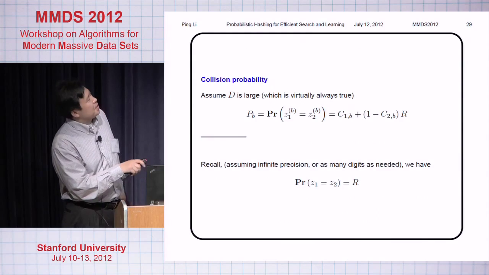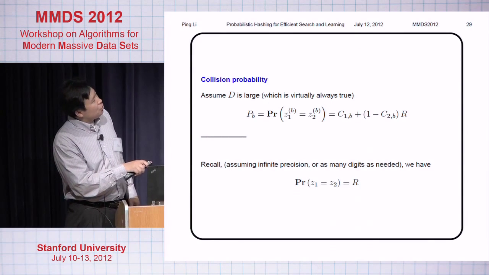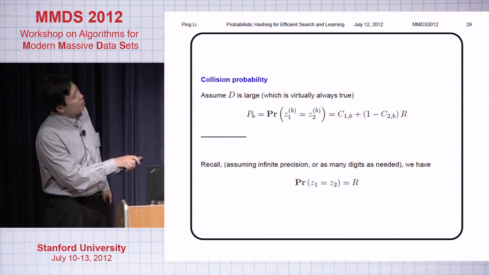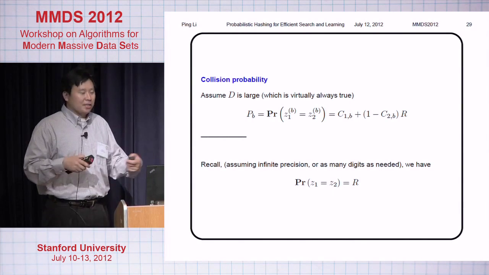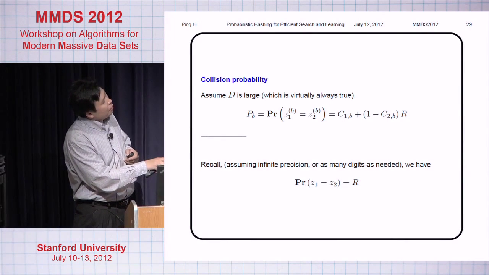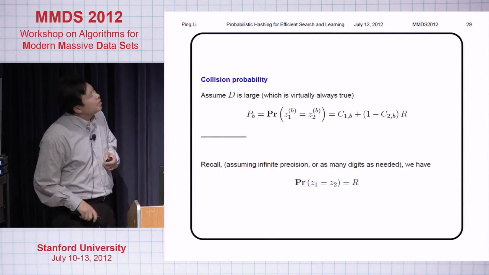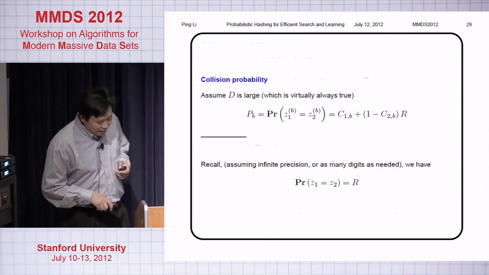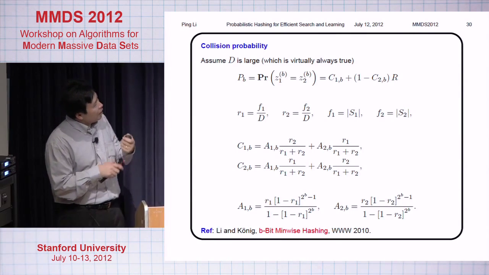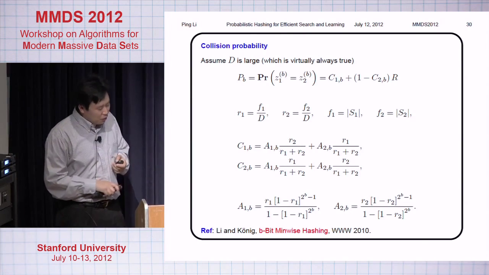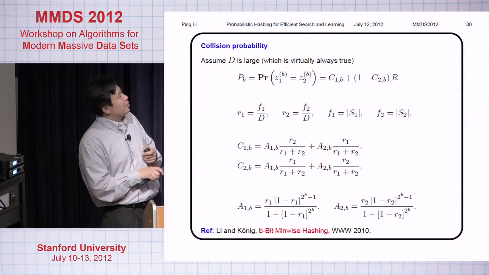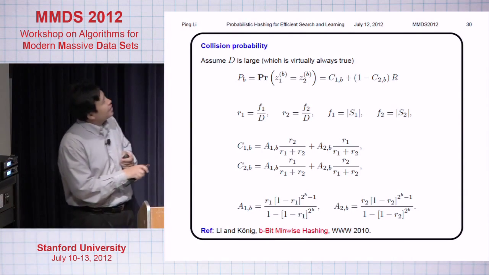So the probability is actually very simple. The original probability is R, the collision probability, but now the new probability is actually higher. It is higher because once you keep only b bits, extra collisions happen, so it can be written as C1 plus (1 minus C2) times R. So what are C1 and C2? They are actually very interesting formulas, and it's fun to get them. I find this is one of the few times I actually obtained formulas of such a nice form. I tried some other problems, and you don't get such an elegant formula. But this is one nice formula.